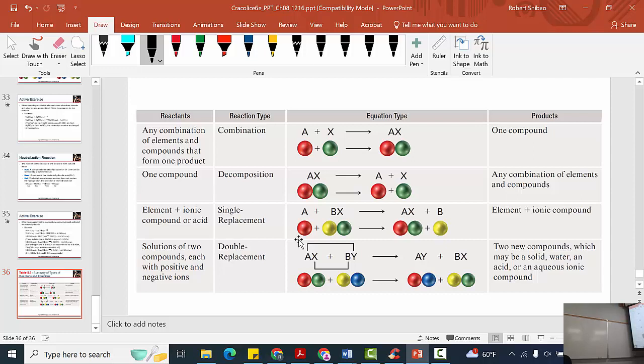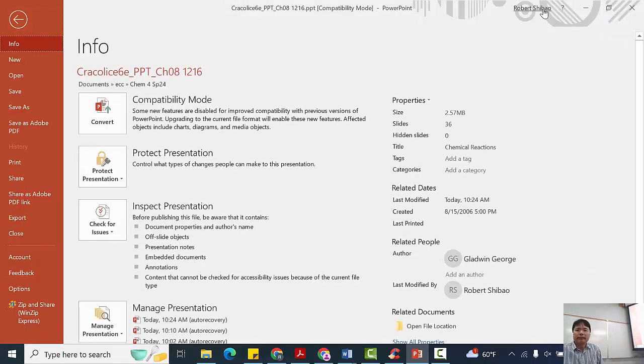And then we have decomposition. These are just the redox ones that your book goes through. Single replacement is also a redox reaction. However, double replacement is not. Double replacement is a metathesis reaction. And so we're going to look at it in that way.